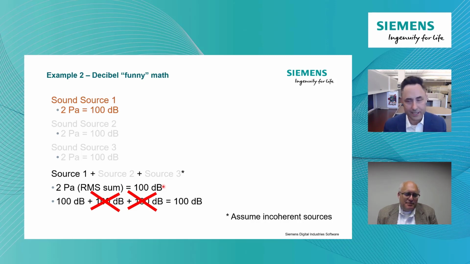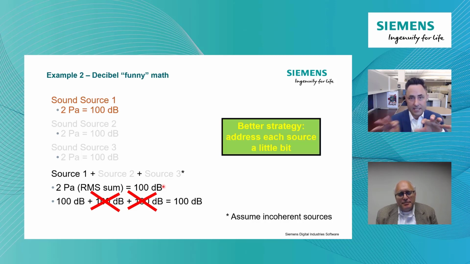Instead of attacking one sound source, if you have 3 sources, multiple sources that all have roughly equal strength in terms of level, you're better off addressing each of them a little bit to bring down the overall level rather than attacking one and taking it totally out, because it's not going to help. Like if we had lowered each 100 dB to 90 dB, so we had 3 90 dB sources, yes, we would have hit our target. And we would only have removed 30 dB overall.